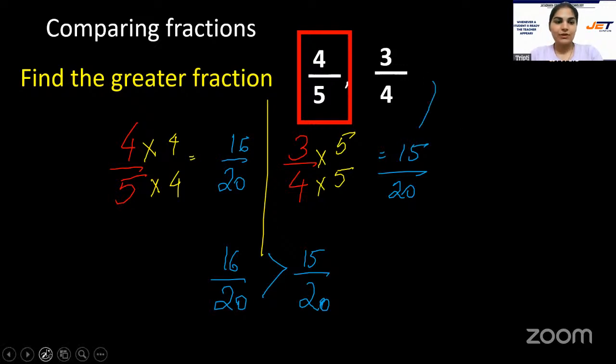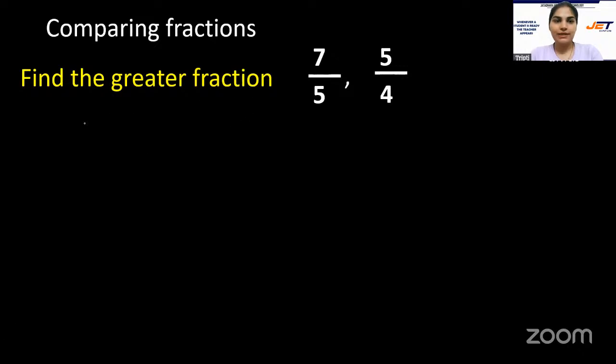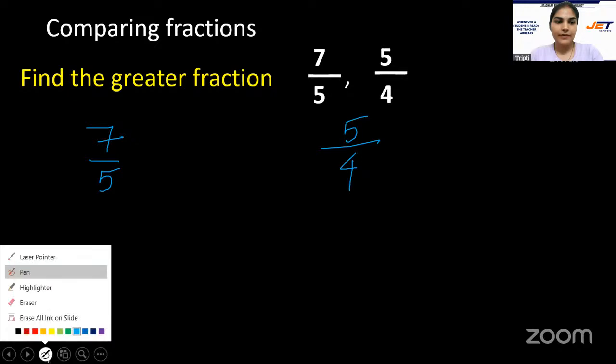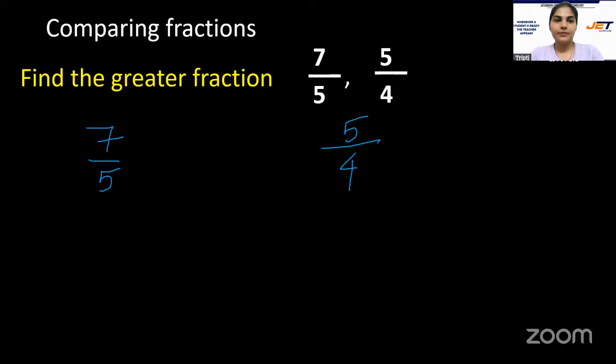Right? That's how you have to do it. Next one, please. 7 by 5 and here it is 5 by 4. Yeah? 7 by 5 and 5 by 4.